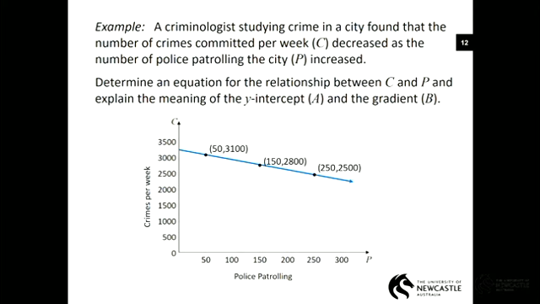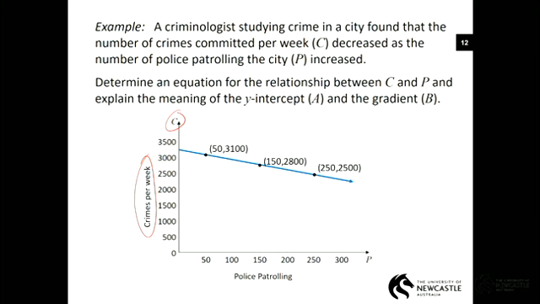Another applied example out of the book, incredibly simplistic, but a criminologist studying crime in a city found that the number of crimes committed per week, C, so C is crimes per week, great, decreased as the number of police patrolling the city increased. So we've got a one up, one down thing, an inverse type thing. It's linear inverse, not like the inverse we talked about, which is that curve a few weeks ago. It just means one up, one down. So that makes sense, I suppose.